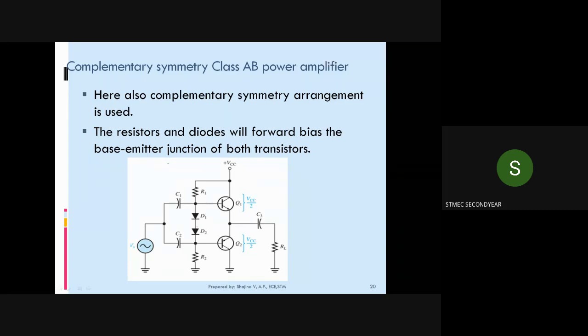That means you will be available with the complete input signal. That is, in order to avoid the effect of crossover distortion, we are using this class AB configuration. Here also in class AB configuration, more than one half cycle will be available for each input half cycle. That means you can reduce the crossover distortion.